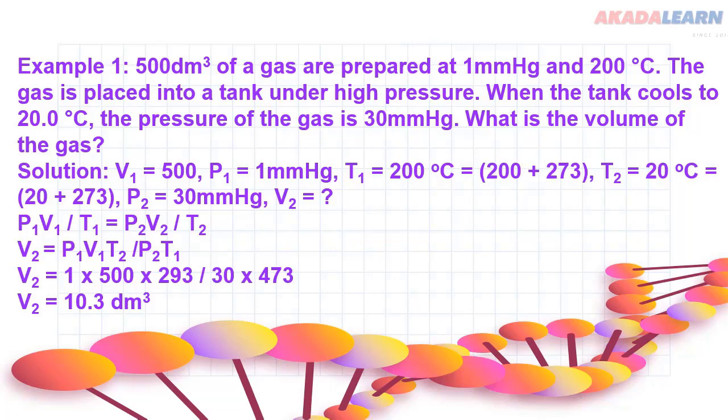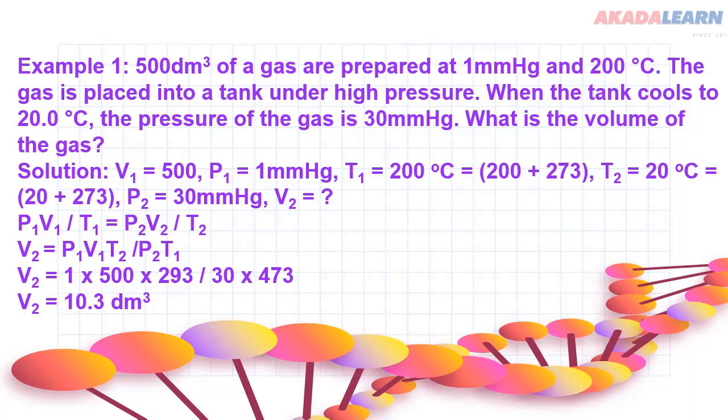V1 is 500 dm cubed. P1 is 1 millimeter mercury. T1 is 200 degrees Celsius, which we're going to convert to Kelvin by adding 273. T2 is 20 degrees Celsius. Of course, we convert to Kelvin by adding 273 again. P2 is 30 millimeter mercury, while V2 is unknown.